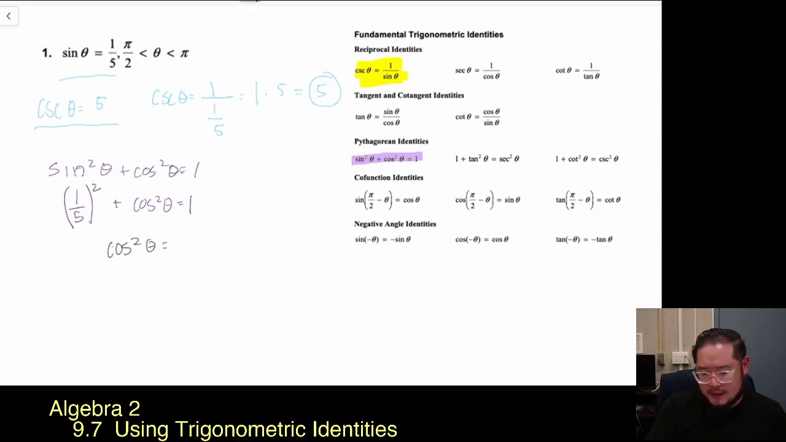So I want to put right here 1 minus 1 over 25. And once again, where am I getting that? Because 1 over 5 squared is 1 over 25. So I subtracted that from both sides. Next up, let's simplify this out. And you're going to want to make sure I get a common denominator, so I multiply top and bottom by 25 right here. So now I end up with 25 minus 1 over 25. So we got cosine squared theta is equal to 24 over 25.